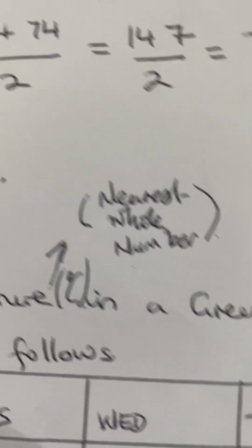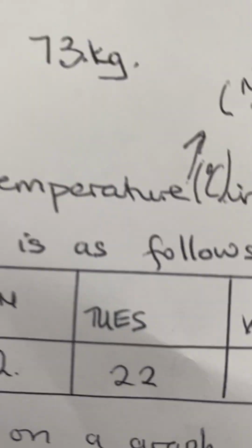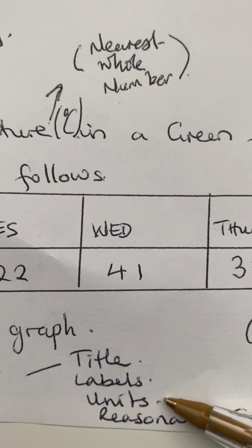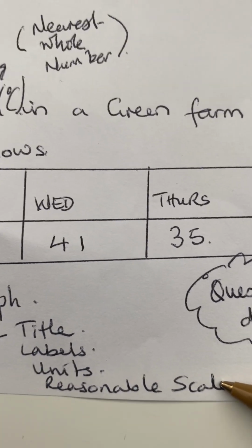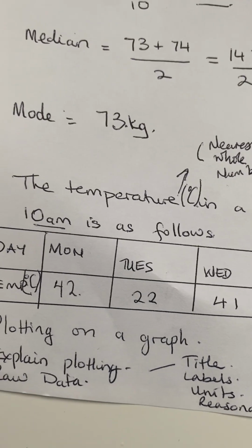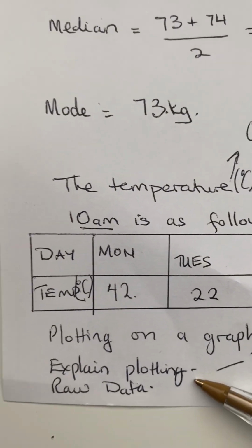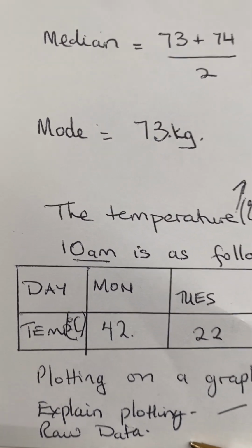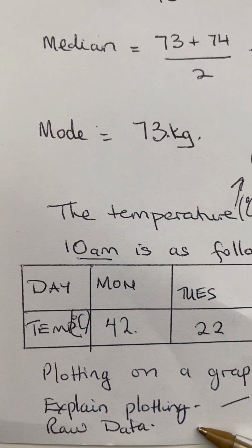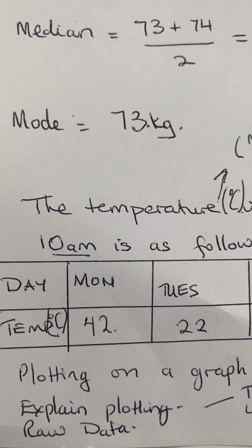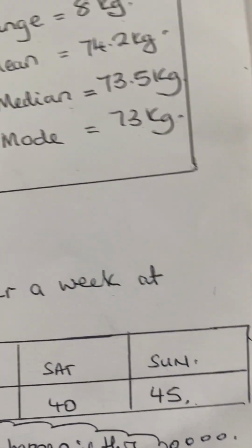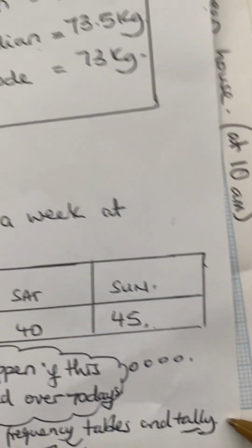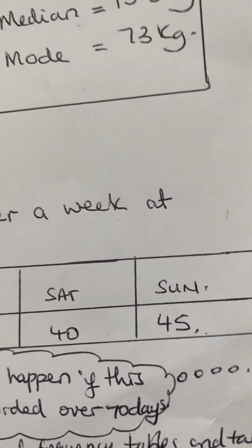So we've talked about the title, labeling on the graph, the unit, and we should have a reasonable scale. We've spoken about that. I've shown you how to plot the graph. Tomorrow I'll bring in a lot of sets of data, and then we'll have a look at frequency tables and how to use tally, so that we can start introducing you to that.